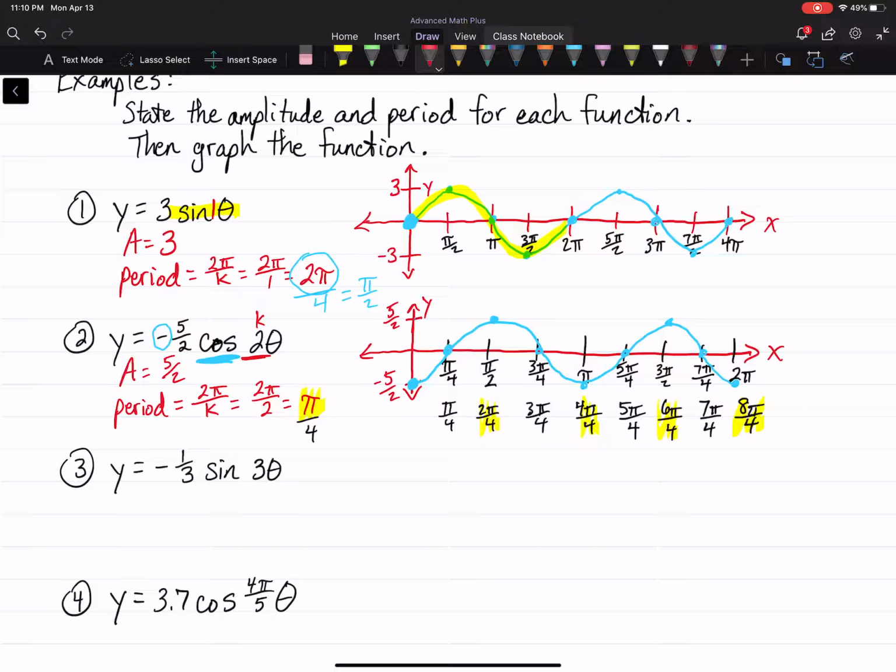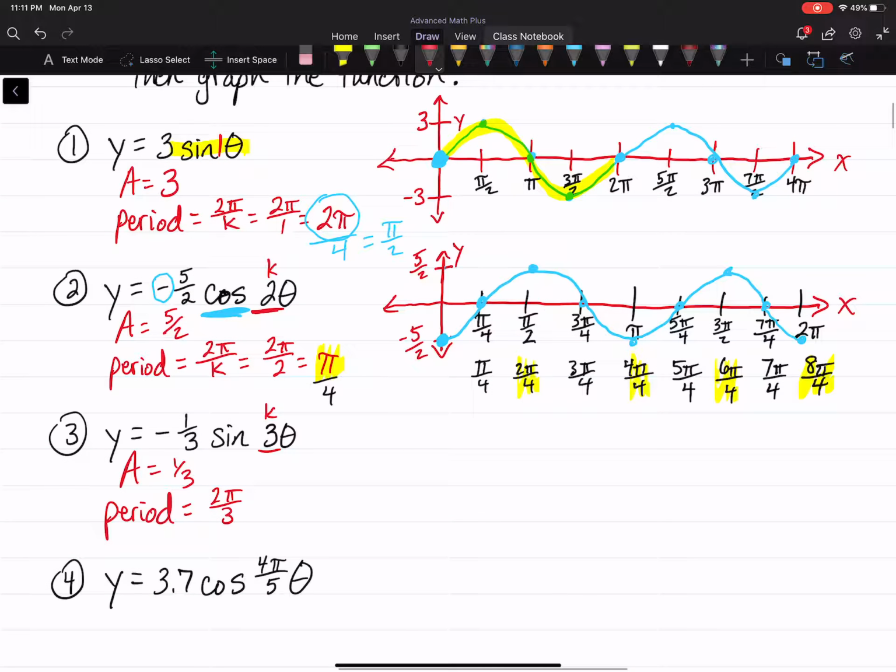All right, number 3, amplitude is 1/3. Period will be 2 pi over, what is k for this one? It is 3. So 2 pi over 3. So this one's a little more challenging because 2 pi over 3, when we go to graph that, that's not so easy. Let's try this again.